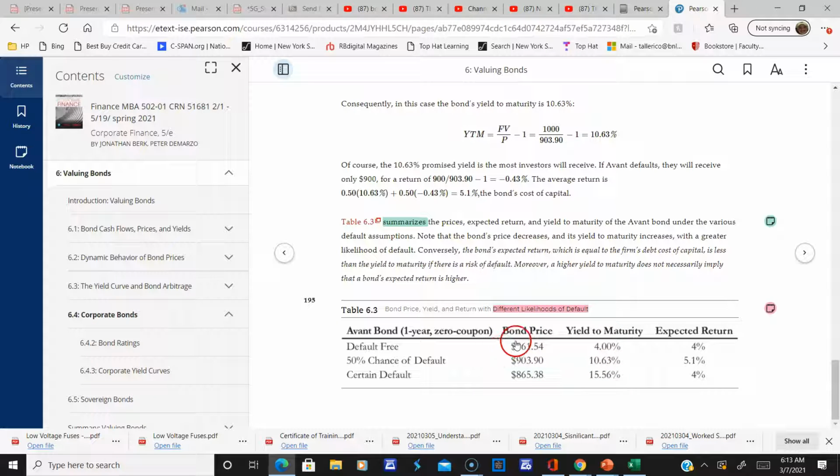So you see this table here. Here's the three different prices. Default free, a 50-50 chance of default. Here's certain default. So obviously you're going to pay much less. You notice how the price is going down because you're taking more risk here, right? And here is the yield to maturity going up as the price goes down. And here is your expected return.